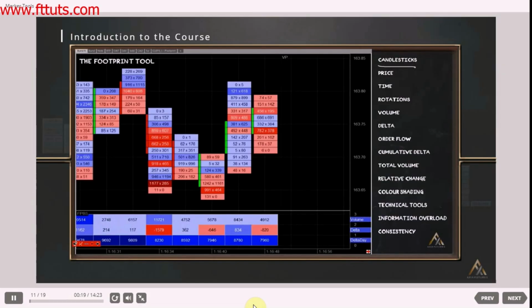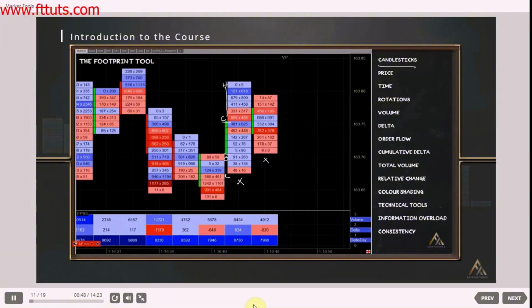Now, within each one of these rotations, I've included a traditional candlestick on the left side. The reason is I want to really drive home the differences between looking at just traditional candlesticks versus incorporating the footprint tool. Now, what we can see straight away, if we have the candlesticks there, is the traditional open and close, and obviously we can see the high and the low.